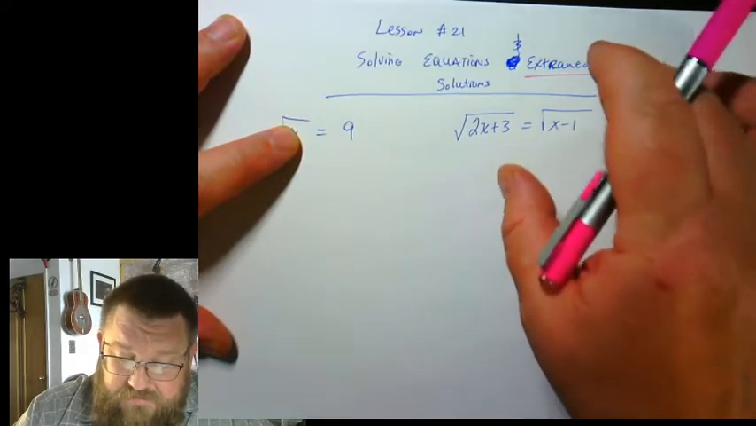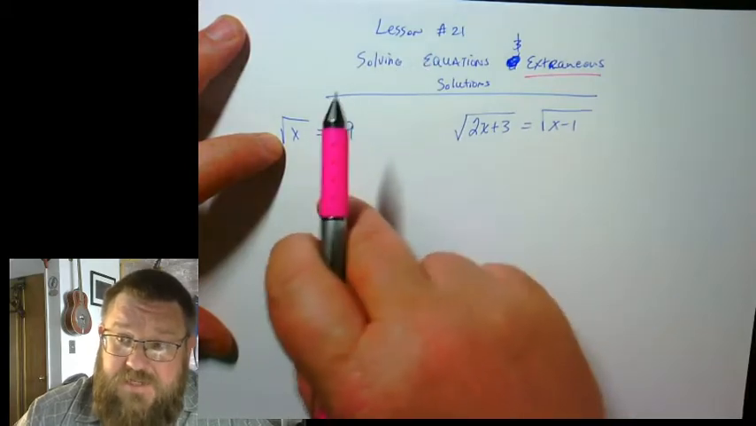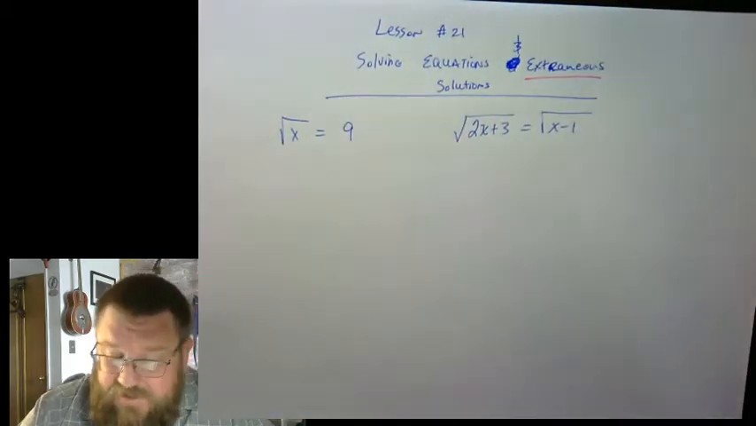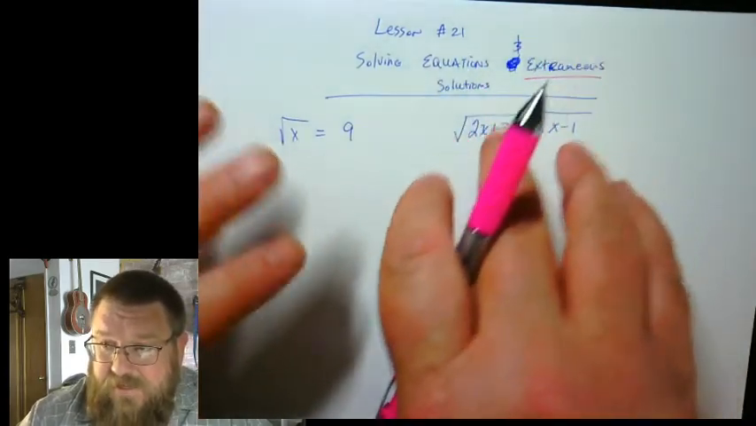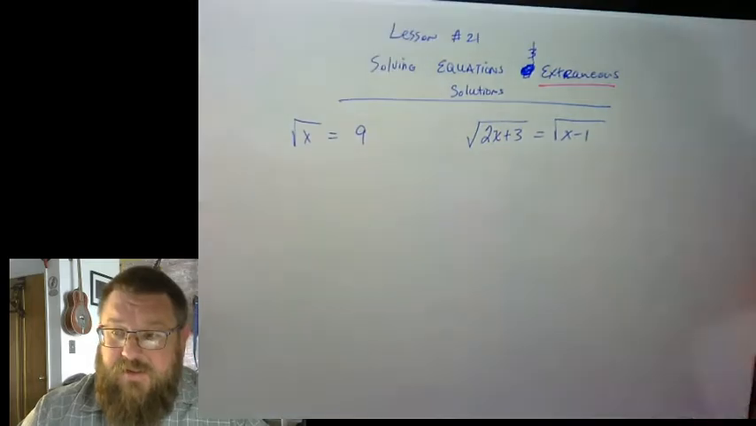So, what you're going to want to do when you're dealing with these kinds of equations is plug in your answer and check it. We're going to get into extraneous solutions in the future, but I thought it'd be a good idea to introduce them now since they do come up in this type of situation frequently. So here's what we've got. Square root of x equals 9. We're going to solve that.